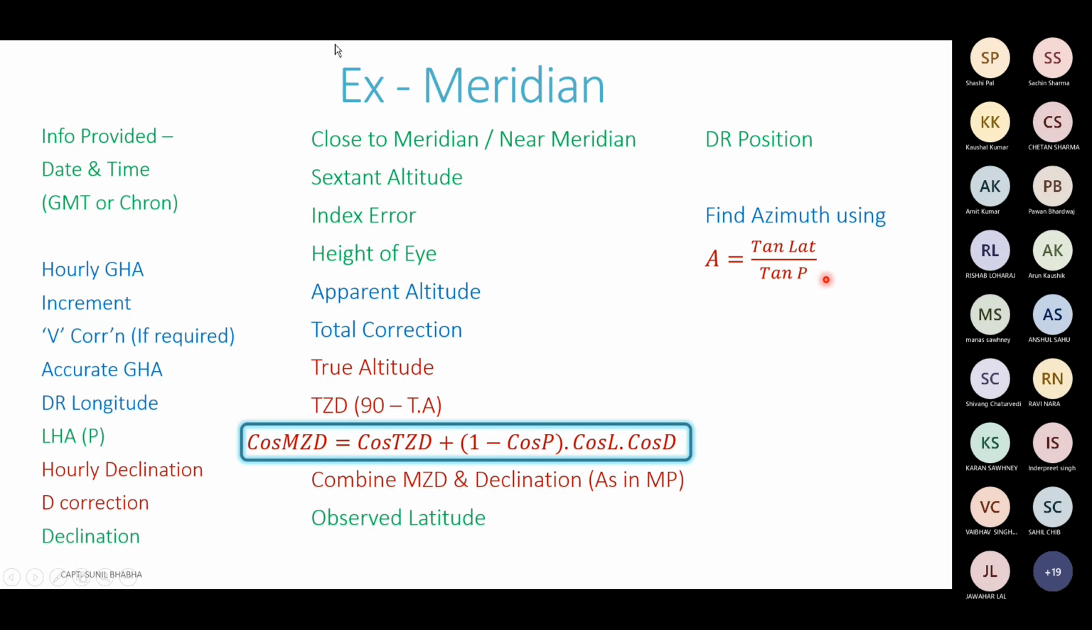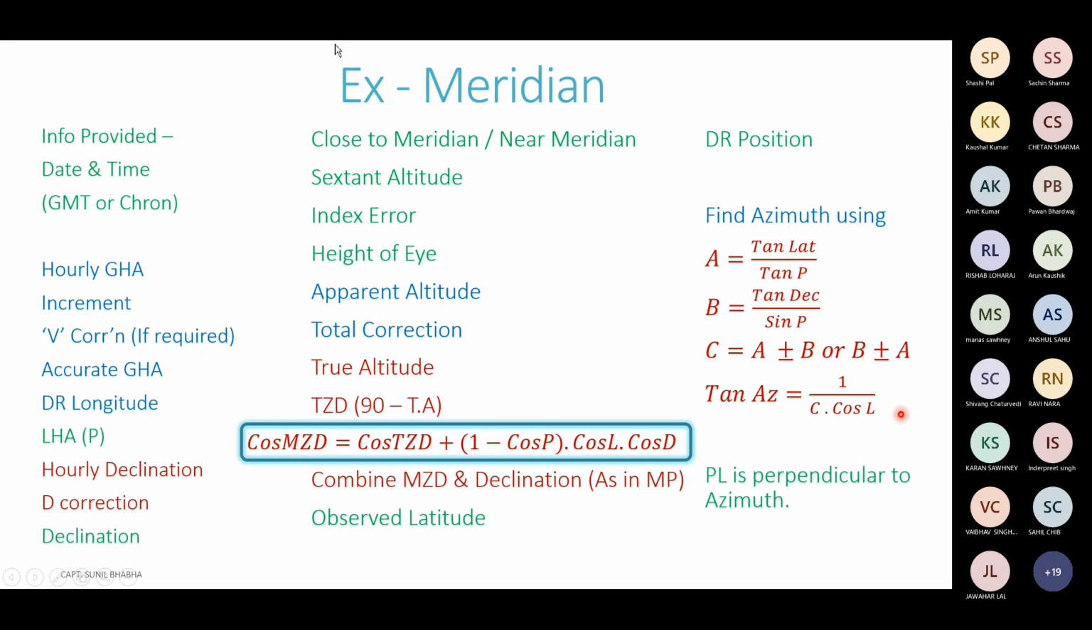A is equal to tan latitude upon tan P. B is equal to tan declination upon sine of P. We combine both of them to obtain the value of C, and then we use it in the tan azimuth equals 1 by C into cos lat formula to get the azimuth of the body. Once the azimuth is obtained, we know that the position line is perpendicular to the azimuth of the body.